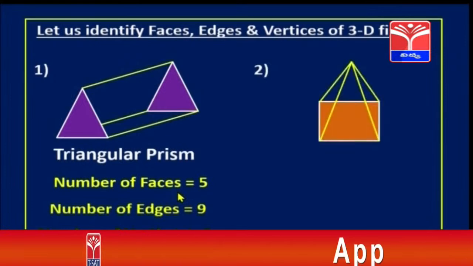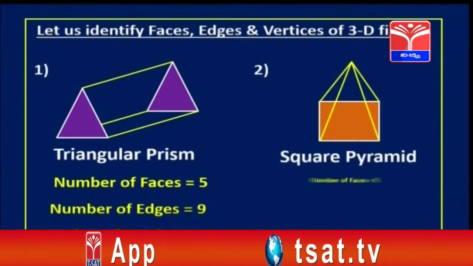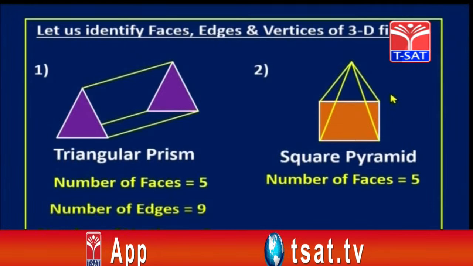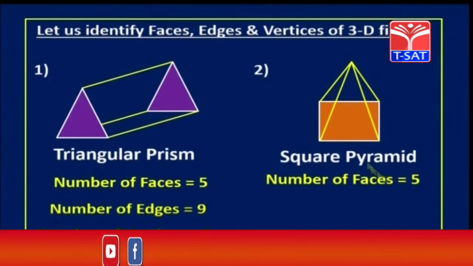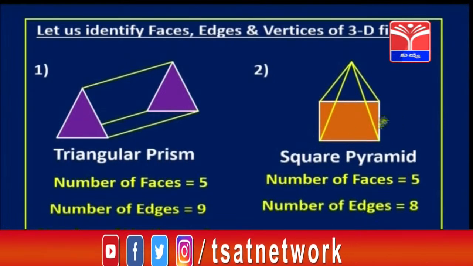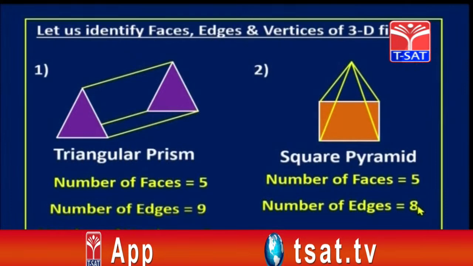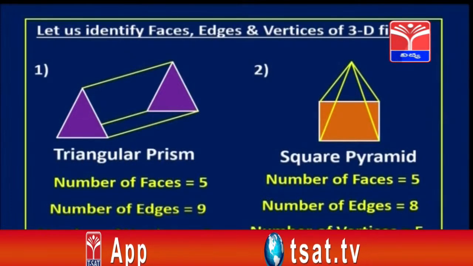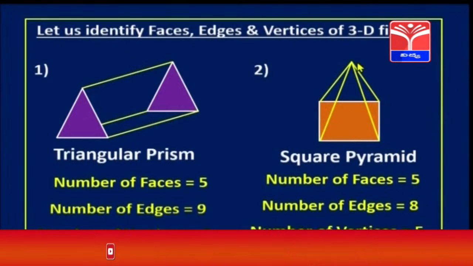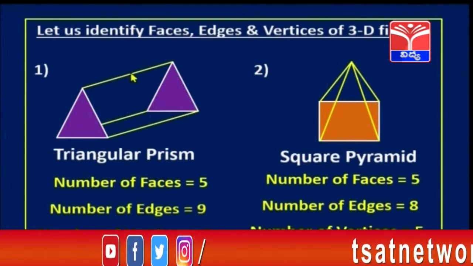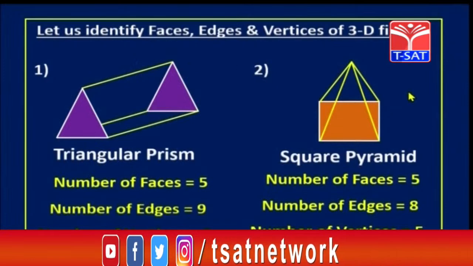I am taking the second one, a square pyramid. Can you tell me the number of faces, children, for the square pyramid? Yes, we will have 1 base and lateral faces will be 4. So total 4 plus 1, 5. Number of edges, children: base you will have 4 edges and lateral surface if you consider you will have 4 edges. Total 4 plus 4, 8 edges, children. And number of vertices will be at the base 4, top vertex 1. So total 5, children. So like this you have to find faces, edges and vertices of a 3D figure.